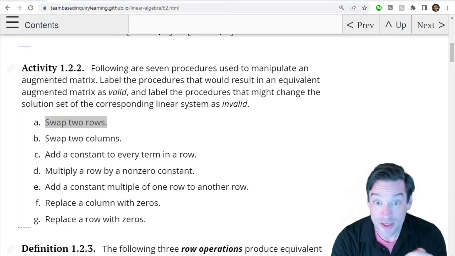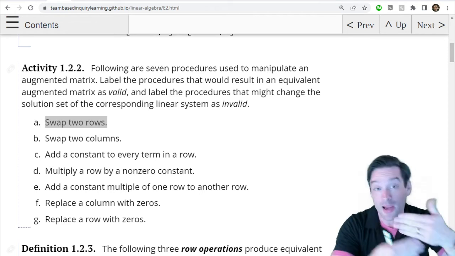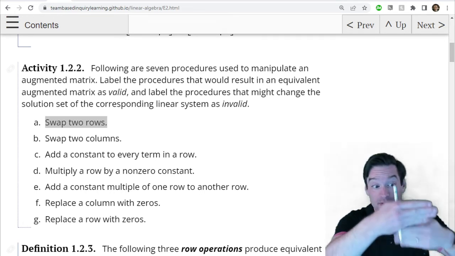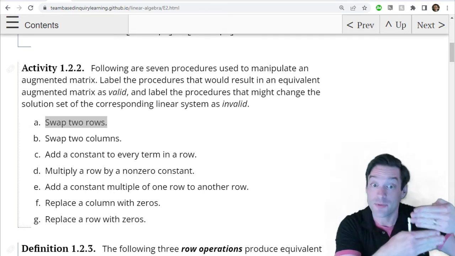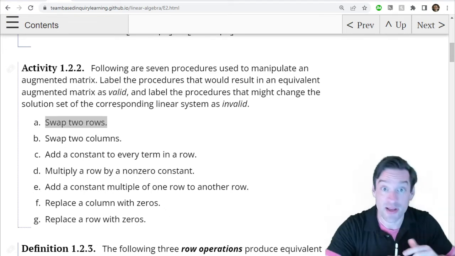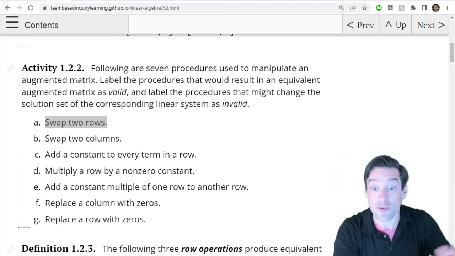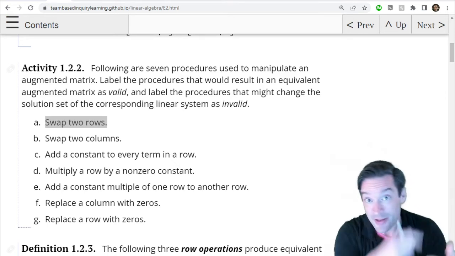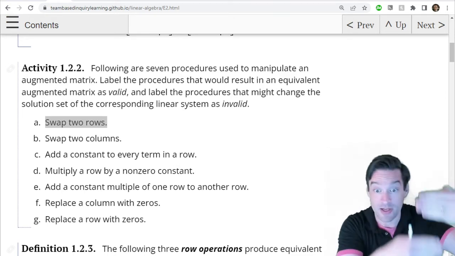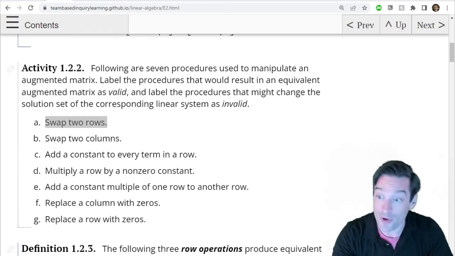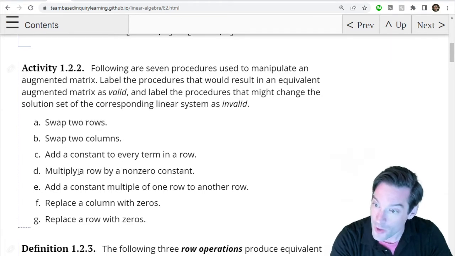So we can always get away with swapping 2 rows because, as you say, all that does is it trades places of 2 of the equations in our original system. And since a solution has to satisfy all the equations at the same time anyway, it doesn't matter if we change the order of the equations, right? So we can swap rows. That's not a problem. What about D?